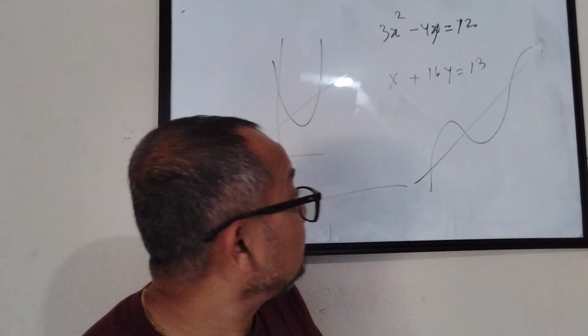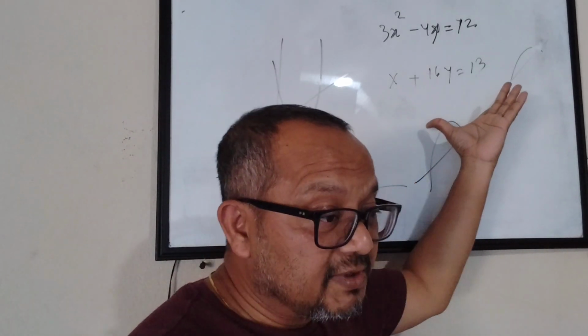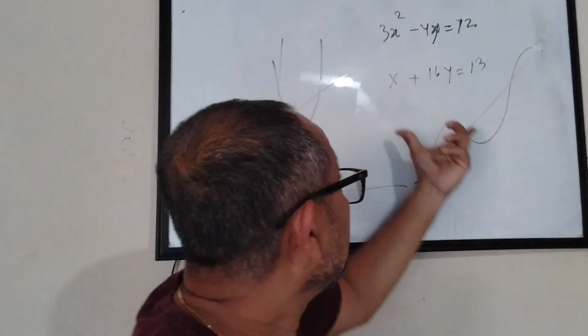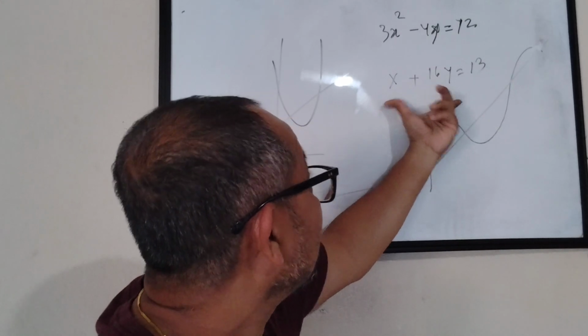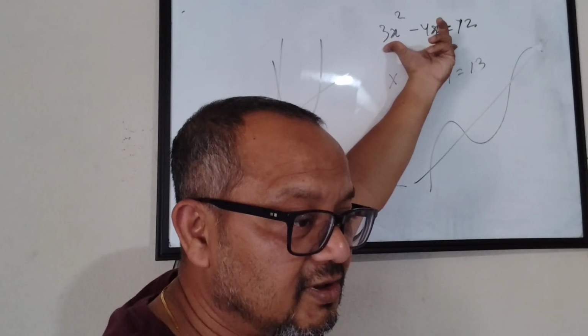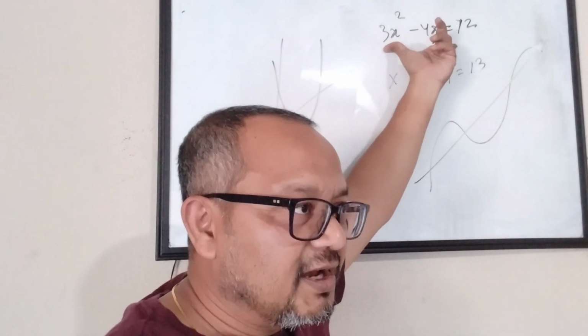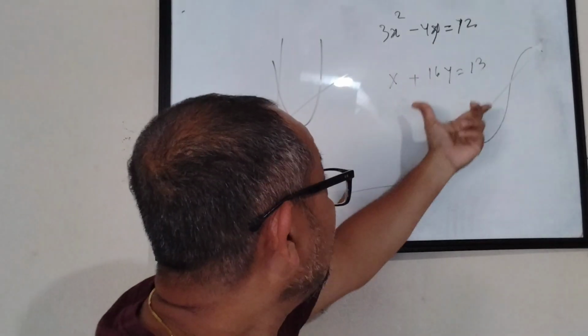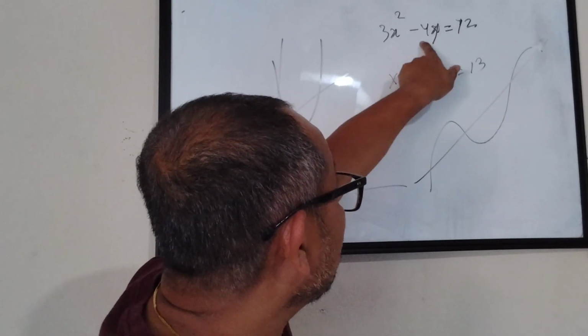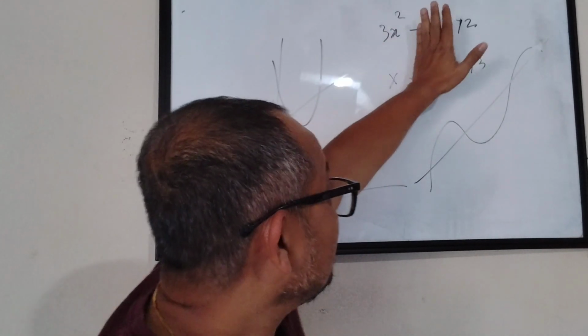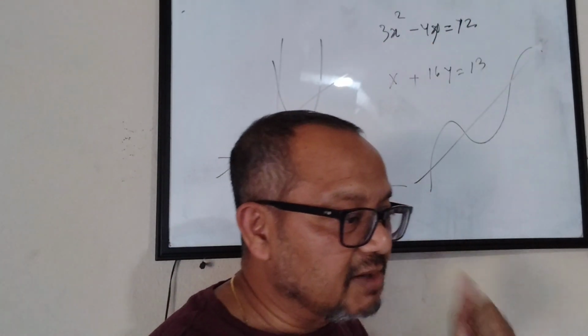And again, you will apply the same elimination or substitution technique. From here you will find the value of x, replace it here. That becomes your substitution technique. What you can do is, you multiply this by 4, add them together, you are eliminating y. That becomes your elimination technique.